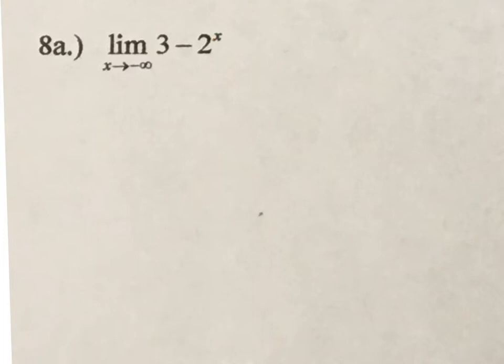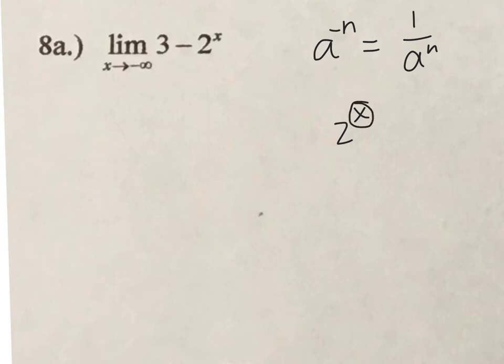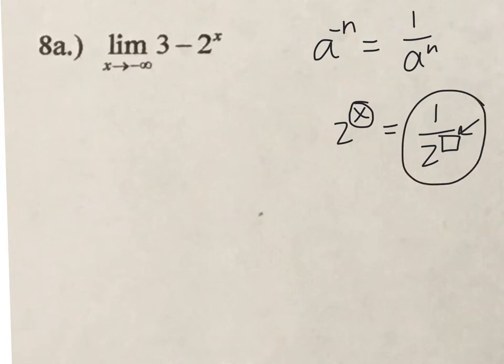So I just want to remind you of a property from Algebra 1 that says if we have something raised to a negative exponent, like a raised to the negative n power, that's the same thing as 1 over a to the positive n power. So as we're looking at these 2 to the x values, as x gets more and more negative, we're really looking at 1 over 2 to some positive number, and this positive number keeps getting bigger and bigger and bigger, which means 1 over 2 to that positive number is 0.